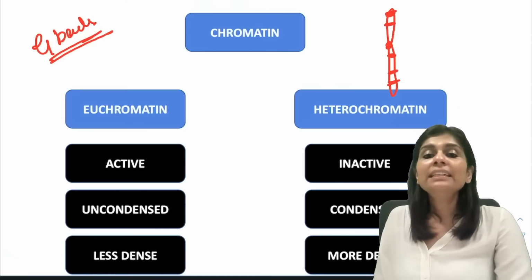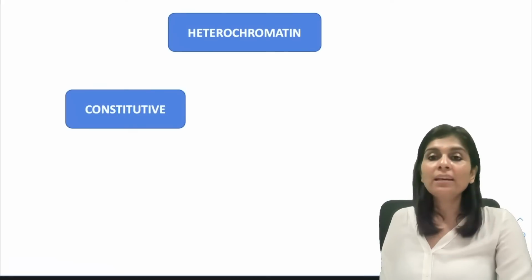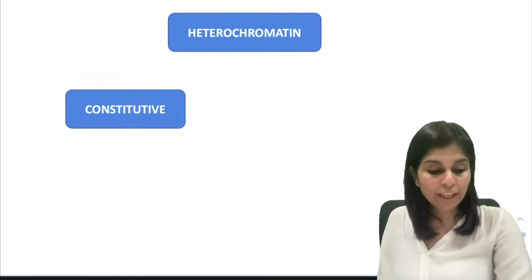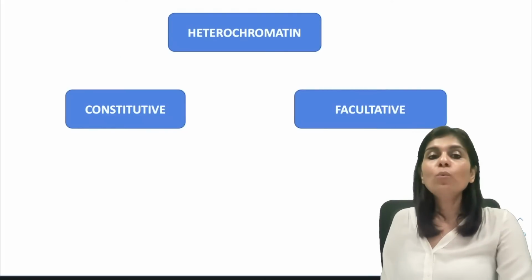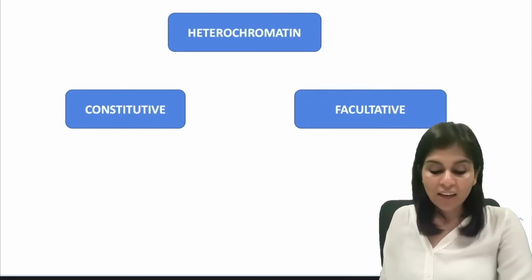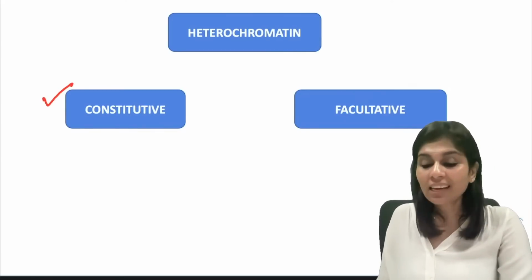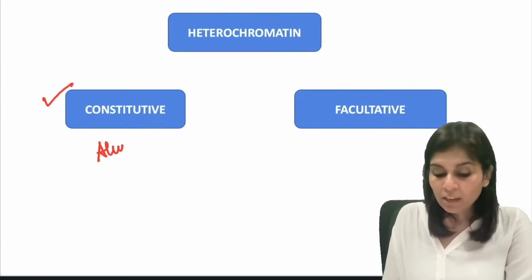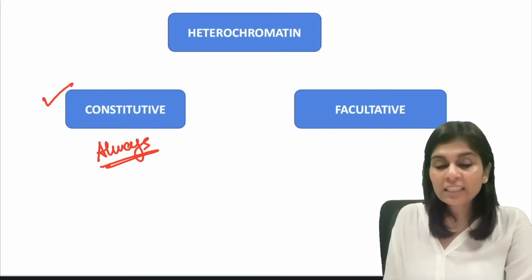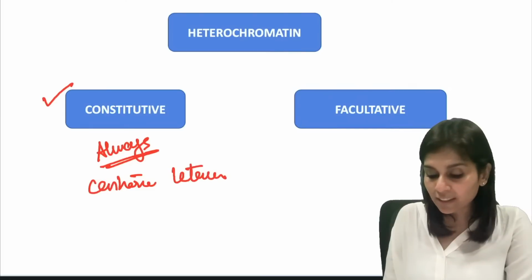Okay. Now, what are the types of heterochromatin? One is constitutive heterochromatin, the other one is facultative heterochromatin. Okay, what is constitutive? Something which happens always. Constitutive heterochromatin is something which is transcriptionally inactive always. So, where in your chromosome will you find something which is inactive always? One is the centromere, the other one is the telomeric ends.